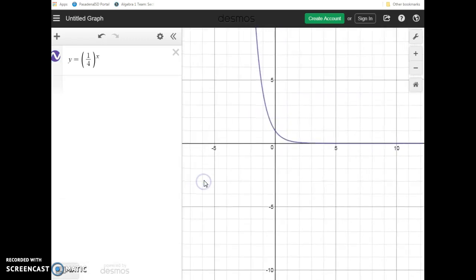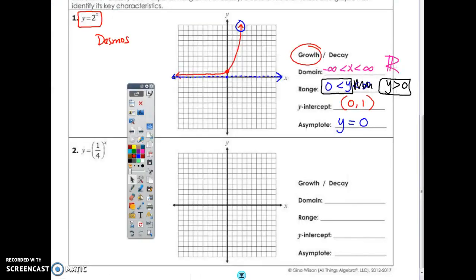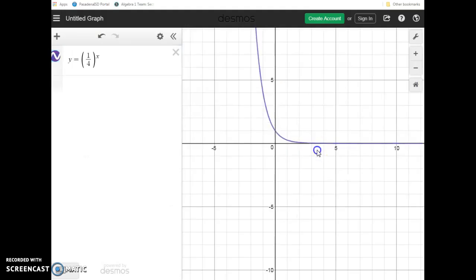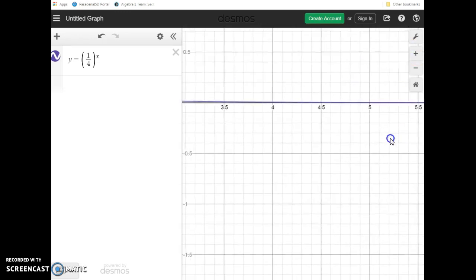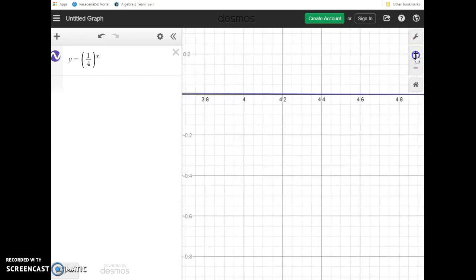Okay, clearly this is a decay. It's going from left to right and it's decreasing. And you can also see the y-intercept, which is at 0, 1. So we're going to go ahead and write that and draw that on here. That's my y-intercept, and it's decreasing. But it gets really, really close to what number? 0. It gets really, really close to 0, right? And again, we can zoom in if you don't believe me. It gets really, really close to 0, but it never touches it.